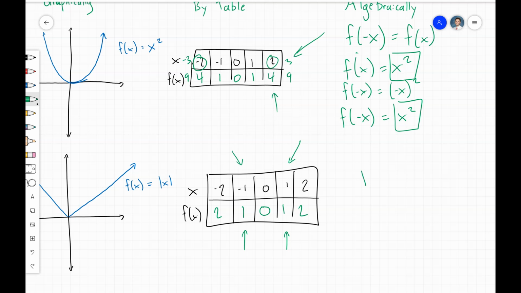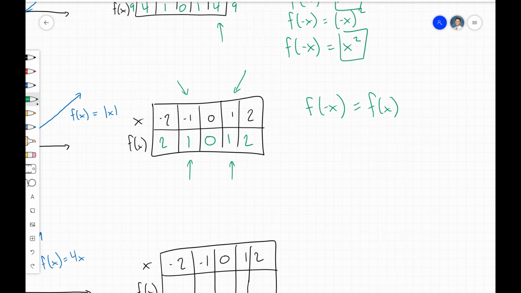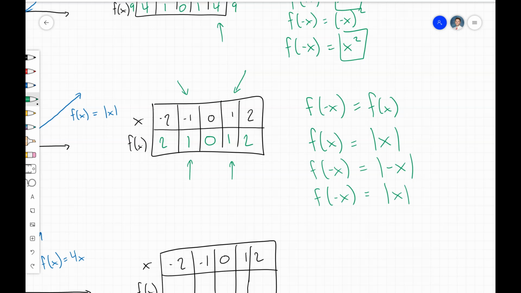And again, algebraically to show that, f of negative x, if it's an even function, will equal f of x. So we know that f of x is equal to the absolute value of x. And so we're going to see if f of negative x is the same. And so that means we would be finding the absolute value of negative x. And we know that a negative with absolute value would just become positive. So that means f of negative x is equal to the absolute value of x. And so we get the same thing. In other words, f of negative x equals f of x. So this is an even function.